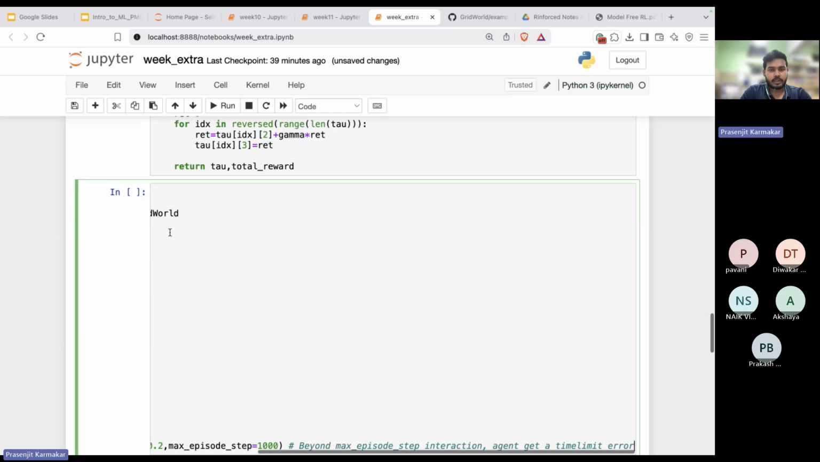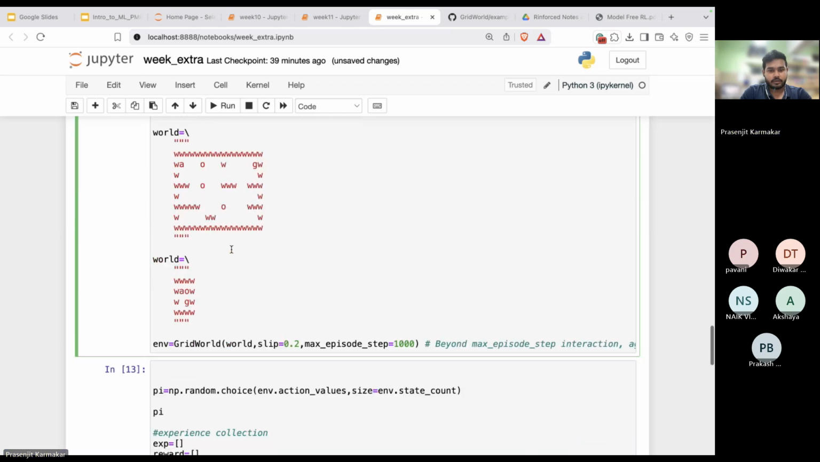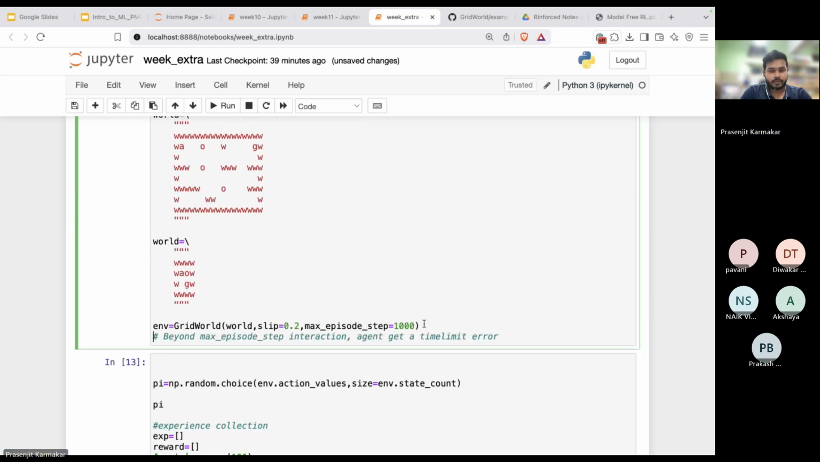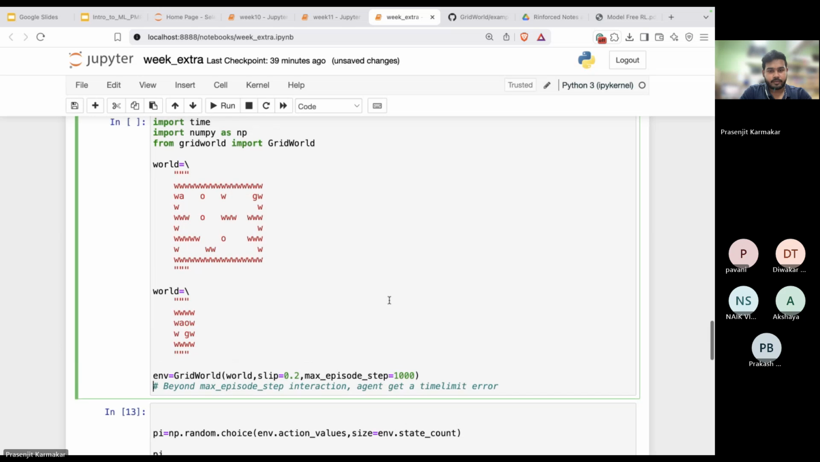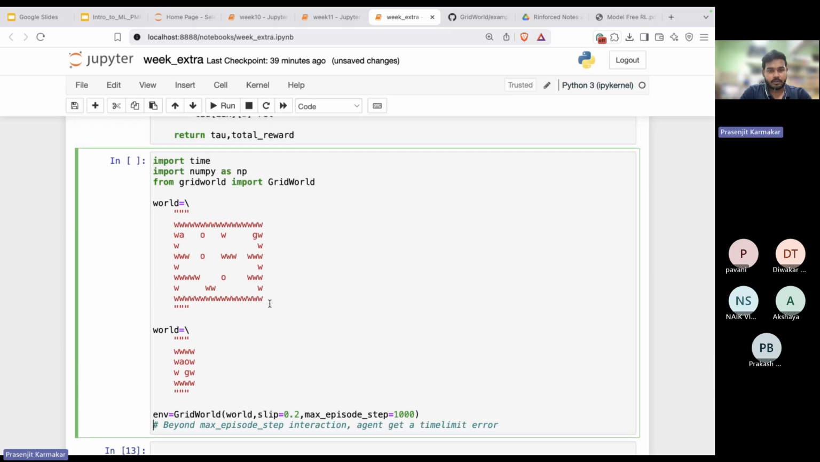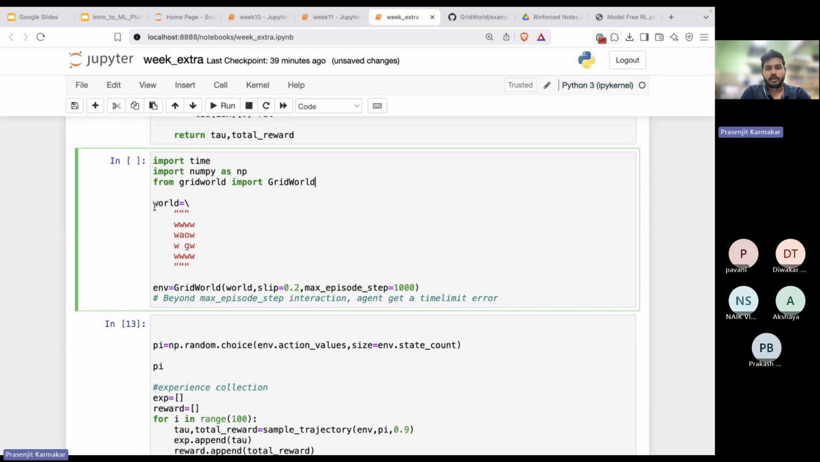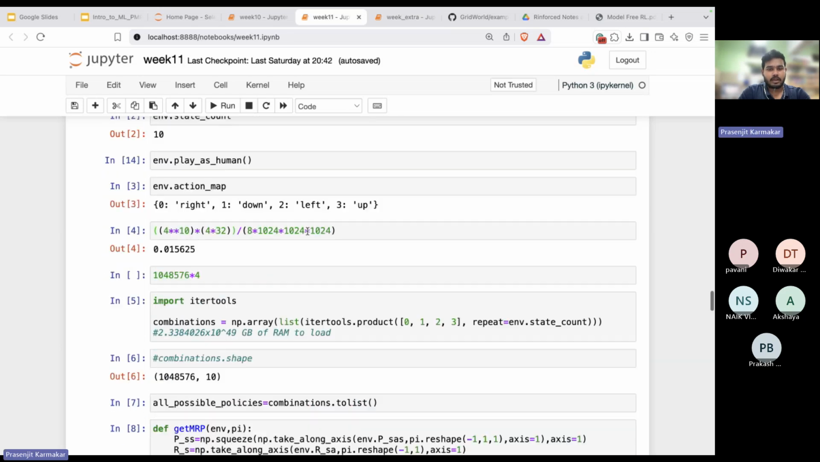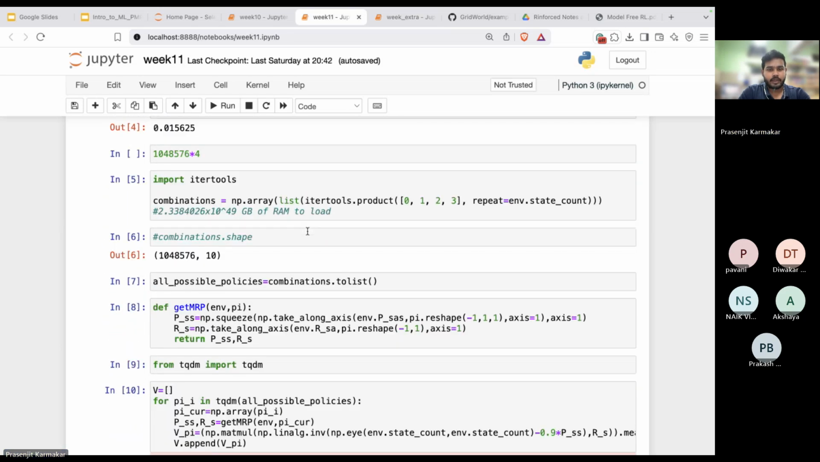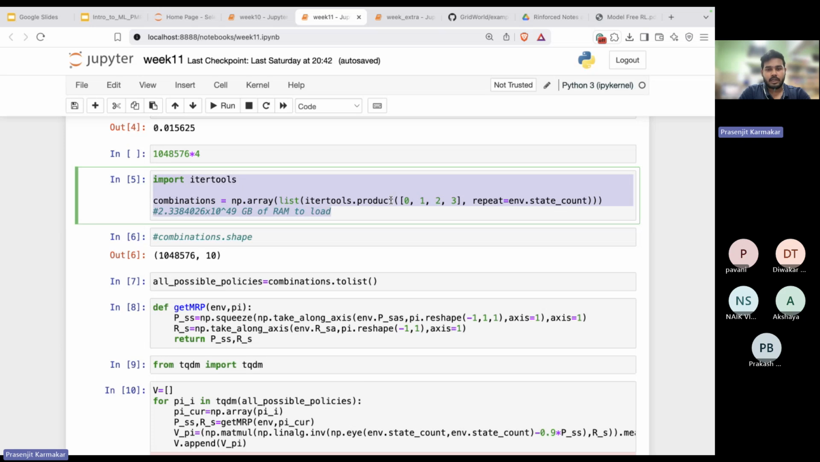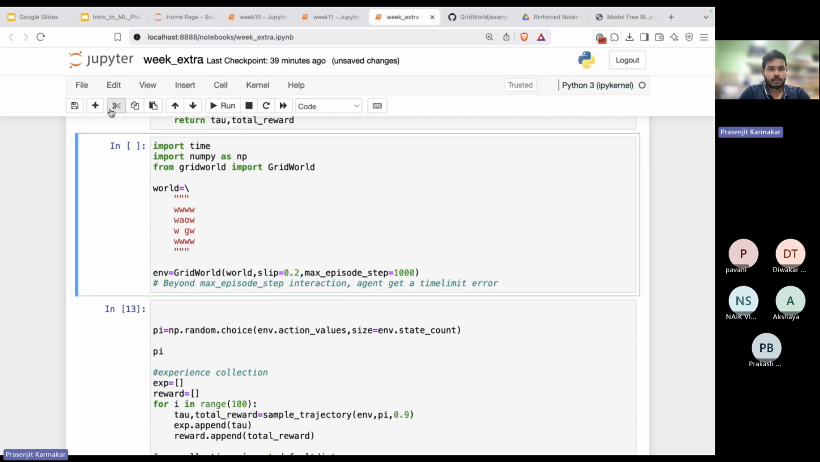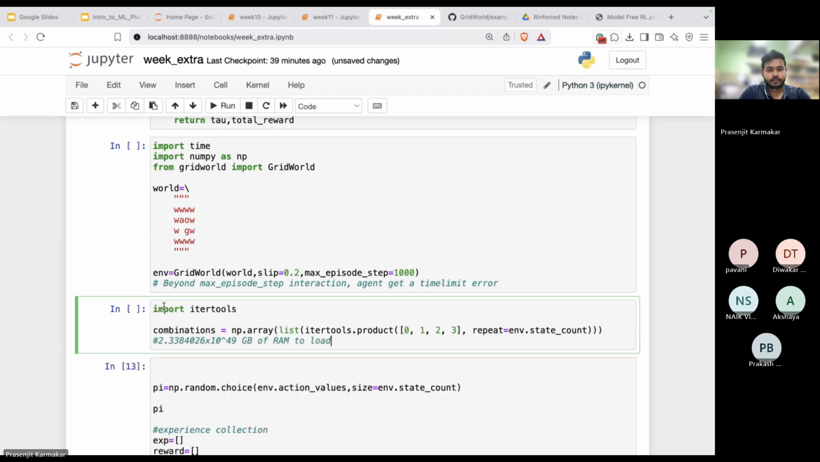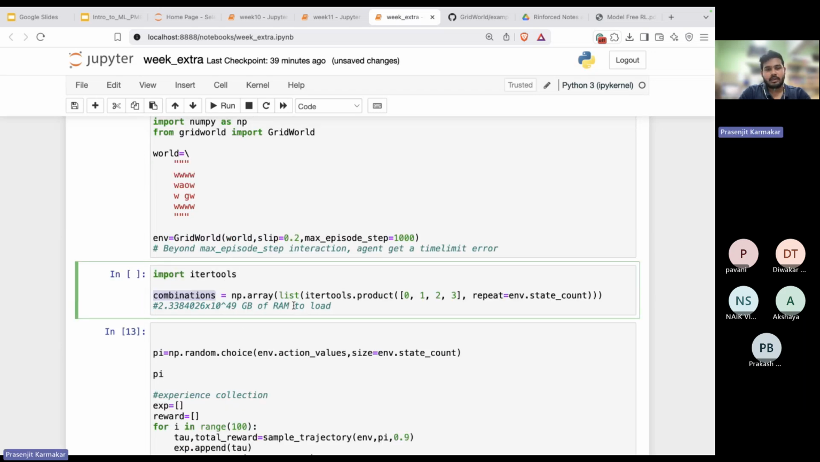This is my environment creation part. And instead of this world, I am considering the small world, right? All the possible policies there are can be computed with this itertools product function, right? The combinations are this. So all possible policies are this.